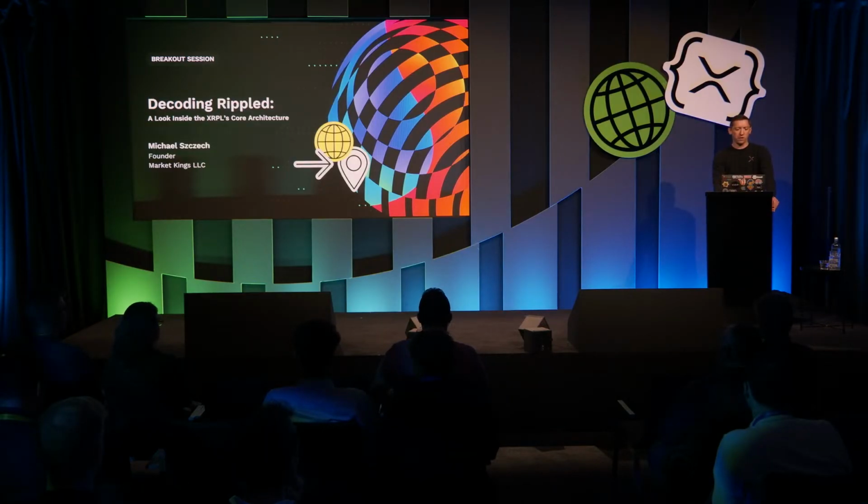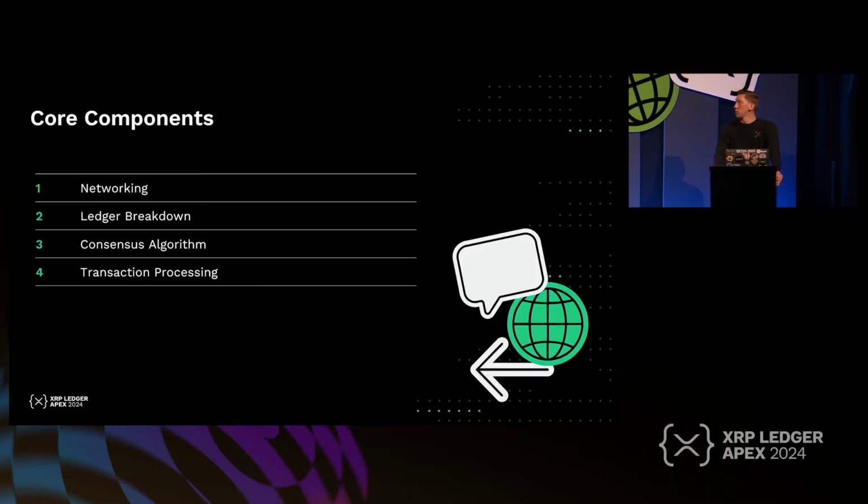The big picture here comprises these four components. There are many components within rippled, but these are the ones I believe to be the most important. The networking layer enables our nodes to effectively discover and communicate with each other. The ledger breakdown is going to be the portion where we discuss the composition of the shared state. The consensus algorithm is the process our nodes take to agree on a new shared state. And then we're going to talk about transaction processing and the steps that they take to modify that state.